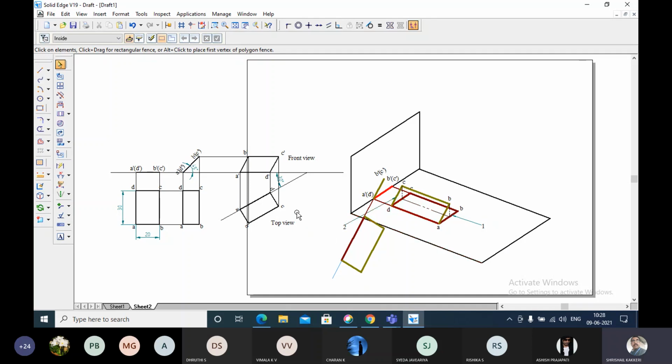Now in this position, the edge on which it is tilted, that means AD is the edge on which it is tilted, that has to be at an angle of 30 degree to the vertical plane. Now what I'm doing is, to the vertical plane I'm going to take 30 degree and it has to be rotated. And the next position I cannot write because it is not three-dimensional. You understood my point?